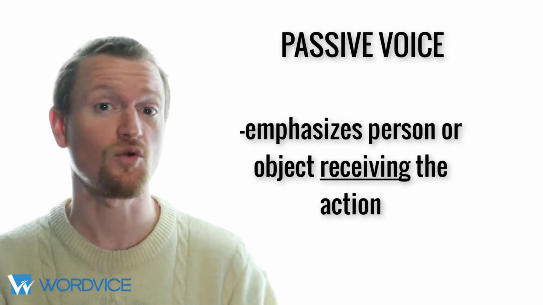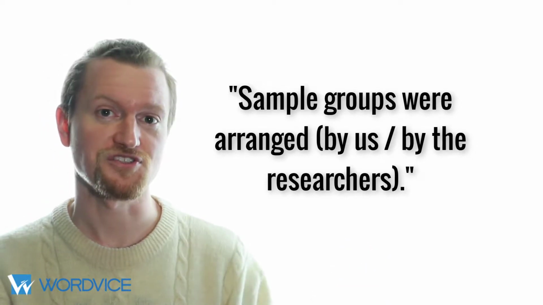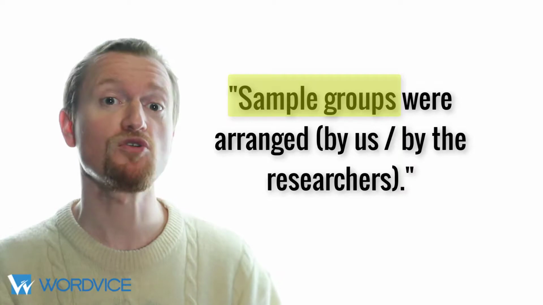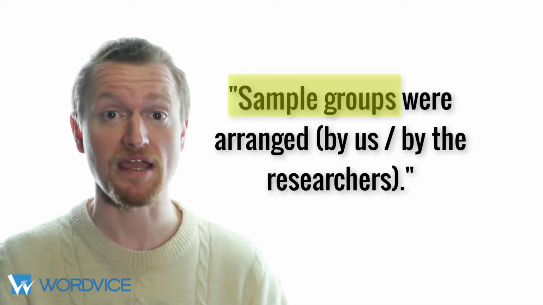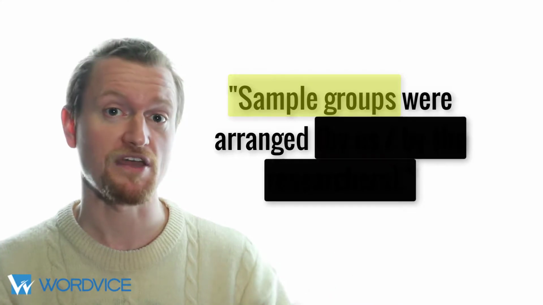The passive voice, on the other hand, emphasizes the person or object receiving the action. For example, "Sample groups were arranged by us" or "by the researchers." In this passive construction, "sample groups" stands out as the most important element. And indeed it might be, as we are actually able to omit entirely "by us" or "by the researchers."